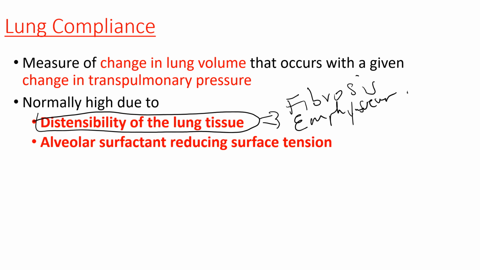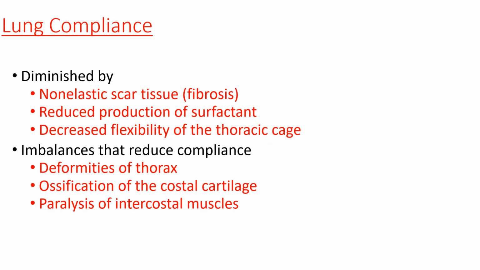Emphysema, okay, because they're going to compromise the connective tissue of the lungs. All right, what else? Oh yeah, other things that compromise compliance would be broken ribs. All right, so compliance is diminished by scar tissue, that's fibrosis. Reduced production of surfactant, okay, that's typically in old age or premature infants.